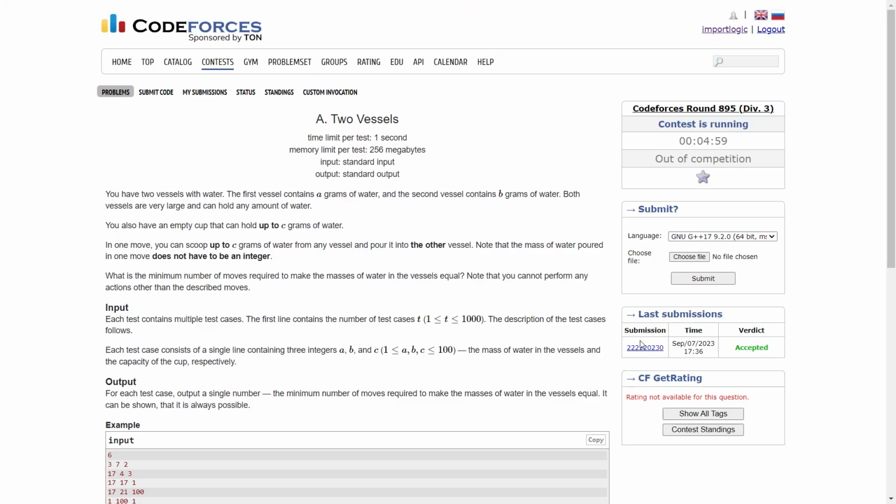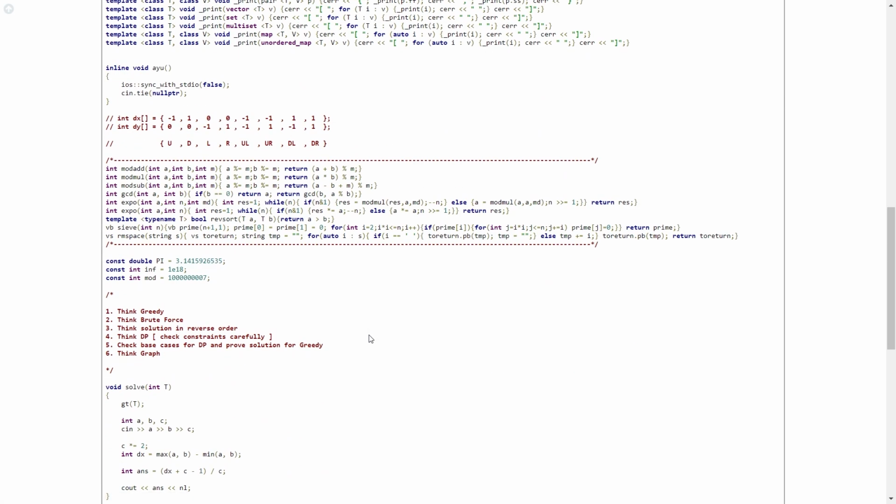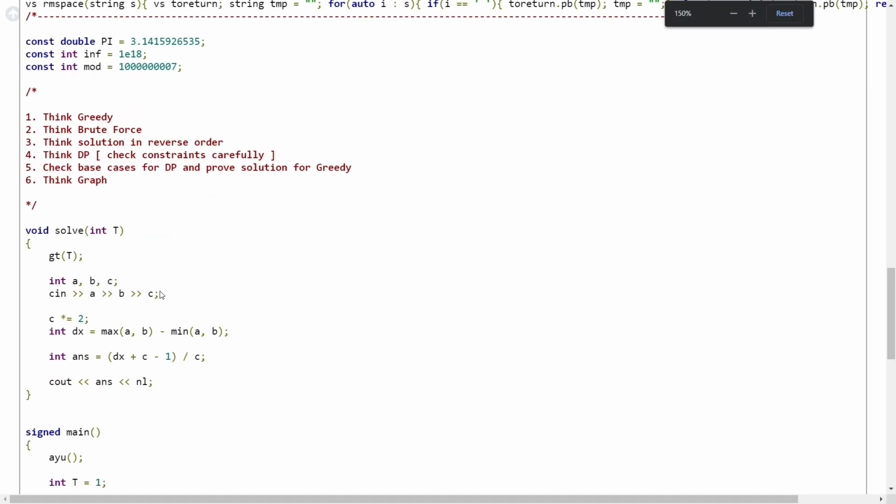So now let us have a look at the code. You see what I've done is, I've taken 3 integers a, b and c, and I've multiplied c by 2. Now I calculate the value of dx, which is going to be maximum of a comma b minus minimum of a comma b. Now I calculate my answer as dx plus c minus 1 by c. Since I've already multiplied c with 2 here, I don't need to write 2 with c here. And at the end I can just print my final answer. So this would be the solution for the first problem.